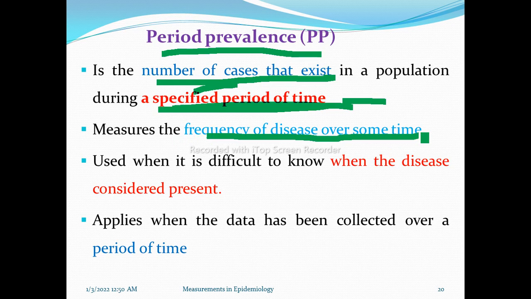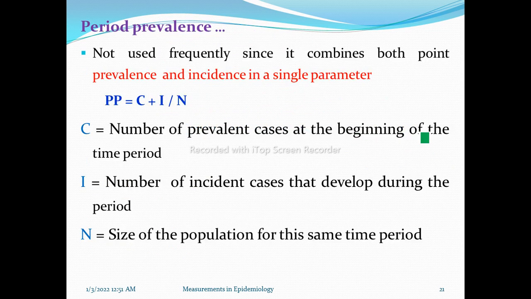So point prevalence measures frequency of disease at a point in time, whereas period prevalence measures frequency of disease over some duration. Period prevalence is used when it's difficult to know when the disease is considered present, and it applies when the data has been collected over a period of time. It is not used frequently because it combines both point prevalence and incidence in a single parameter.